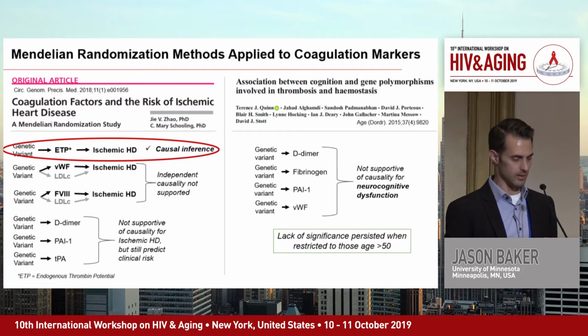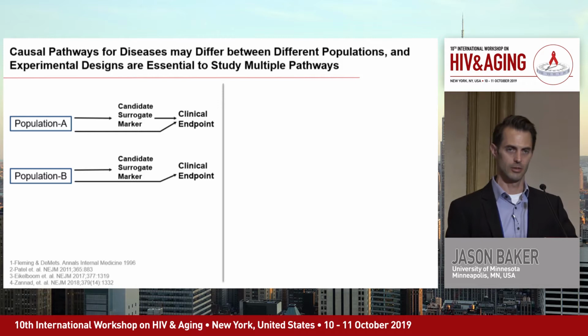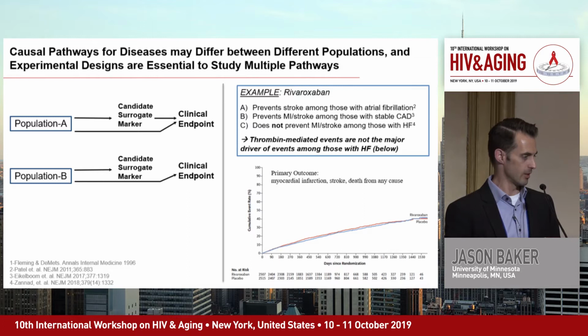And if you look at one population where you might have a causal pathway through, say, a surrogate marker or a clinical endpoint, that may not be the causal pathway in another population. I'll give you a real-life example that just came out using the types of interventions we're talking about. Rivaroxaban, which is edoxaban, same mechanism of action, prevents stroke and MI in patients with atrial fibrillation or stable coronary artery disease, but it does not prevent stroke or MI among those with heart failure, and the Kaplan-Meier curve right over itself at the bottom shows that.